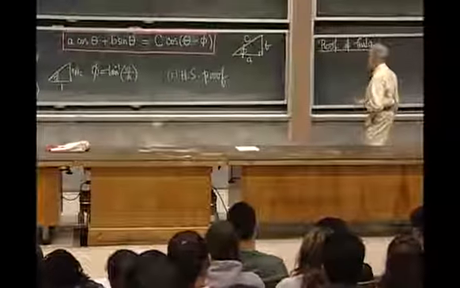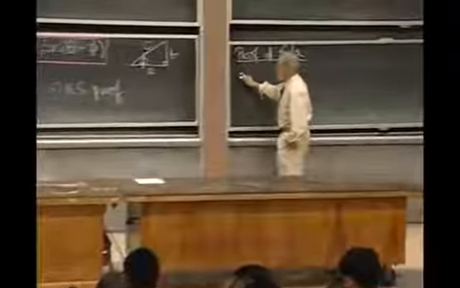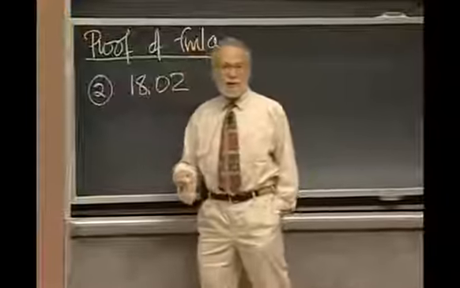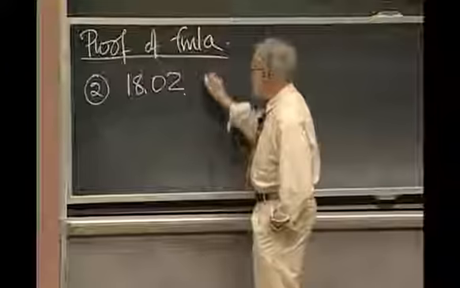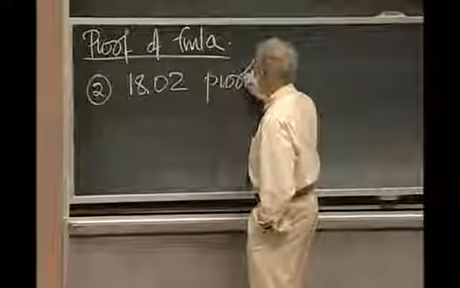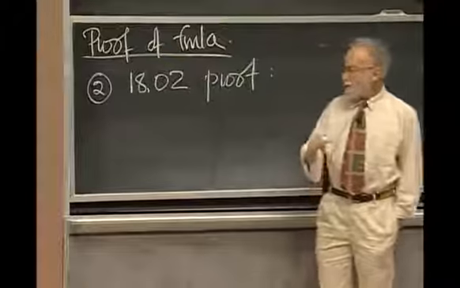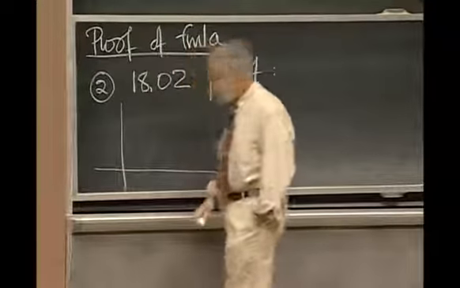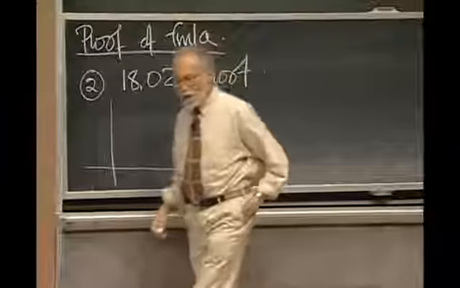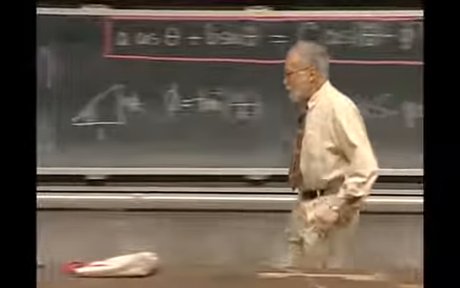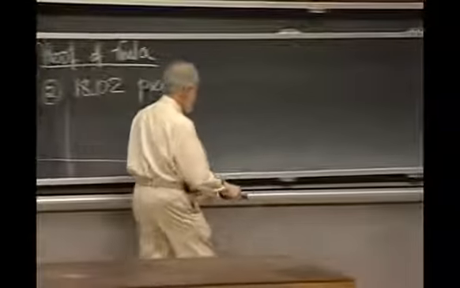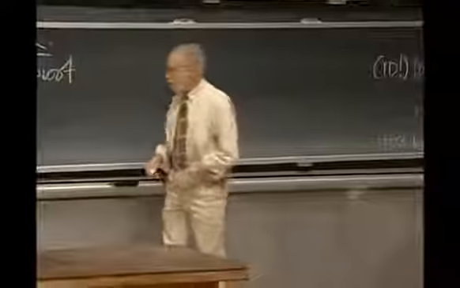Now, there are 2 proofs that go forwards. There's the 18.02 proof. Since I didn't teach most of you 18.02, I can't be sure you had it, so I'll spend 1 minute giving it to you. What is the 18.02 proof? It is the following picture. I think this requires deep colored chalk. This is going to be pretty heavy. All right.